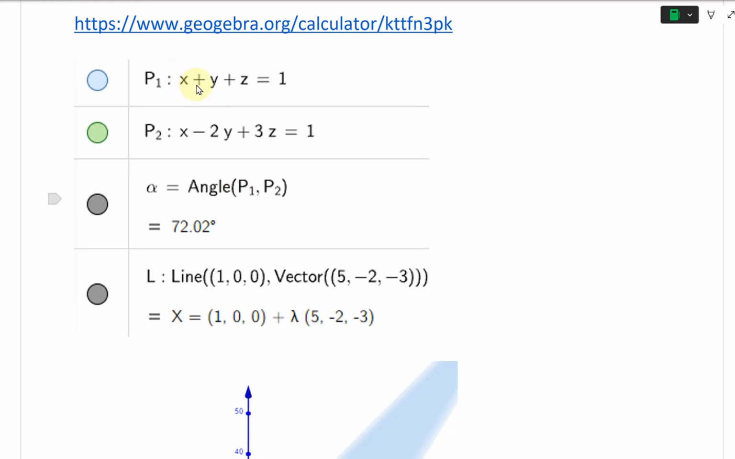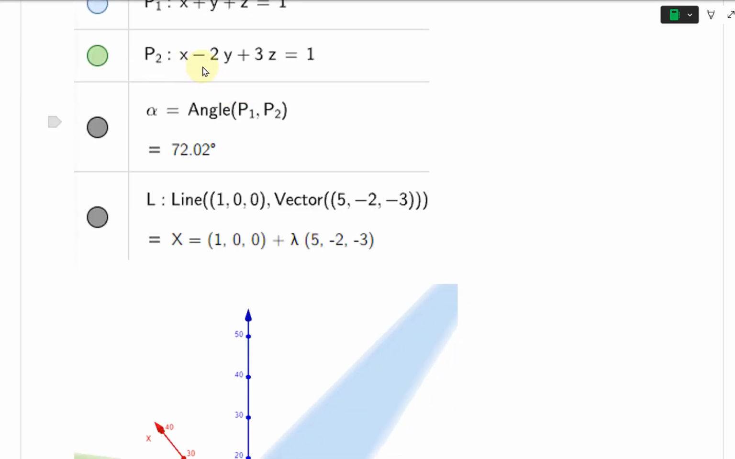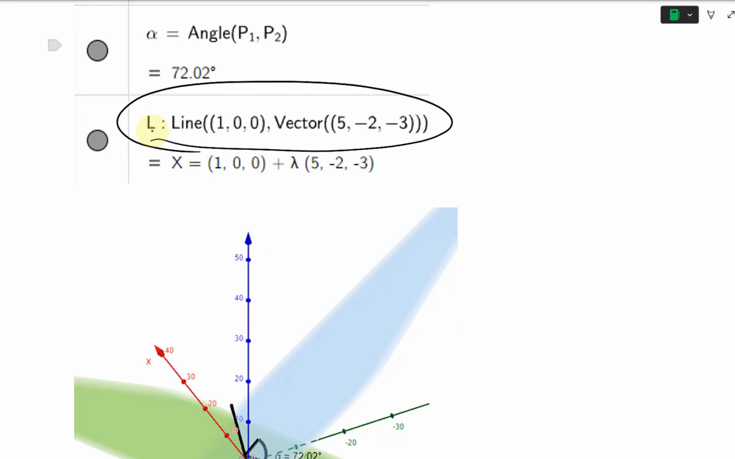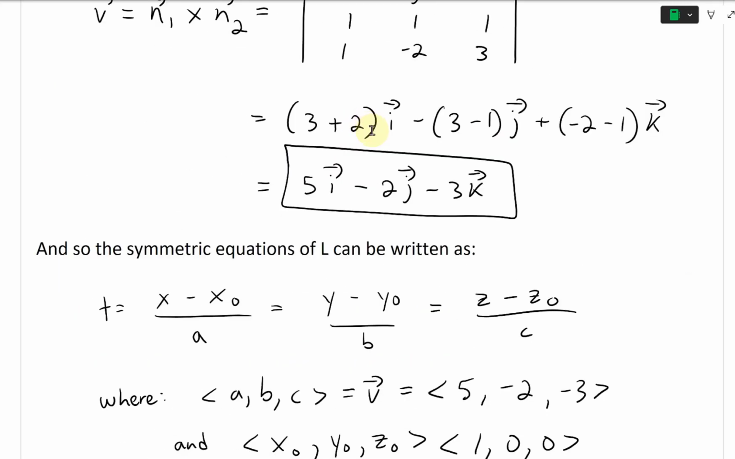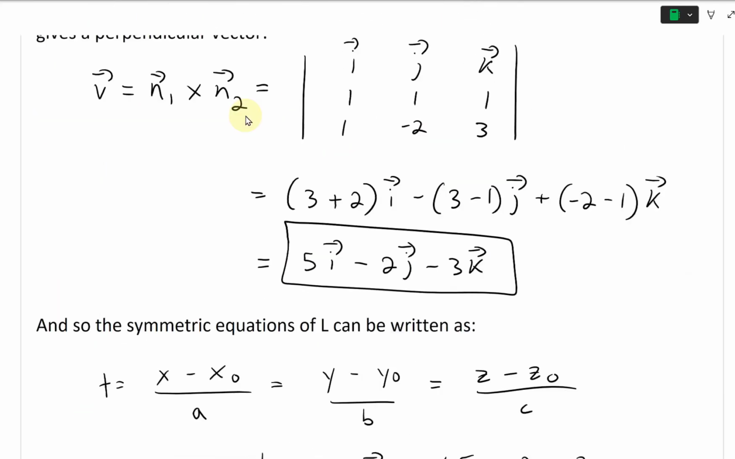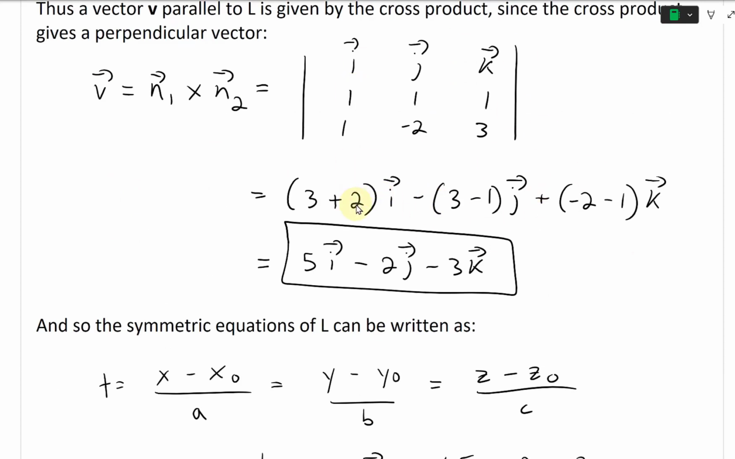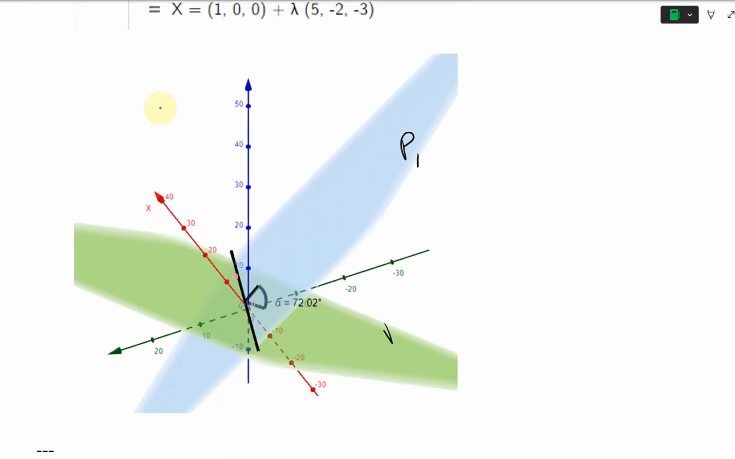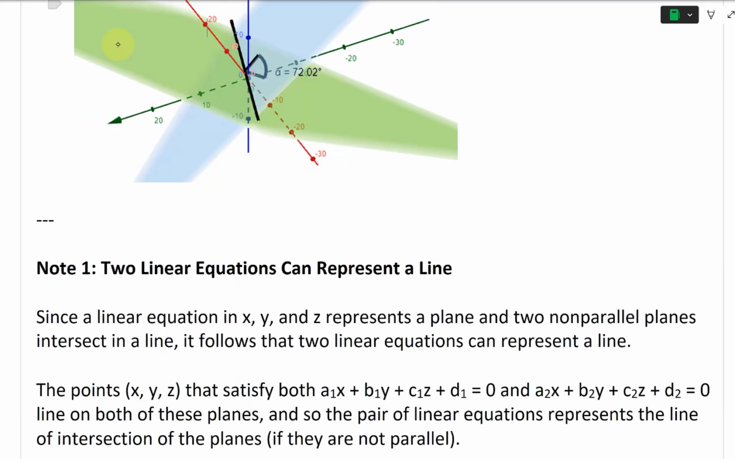So there's plane 1, x plus y plus z equals 1. There's plane 2, x minus 2y plus 3z equals 1. There's the angle, 72 degrees. And now what I did was I made a line just using the vector equation. So there's the point line L, and then the vector 5, negative 2, negative 3 from the cross product. And you'll see this is plane 1, plane 2, and there's the line right there, exactly on the intersection, which is absolutely amazing. So yes, it's a great way to double check your work.